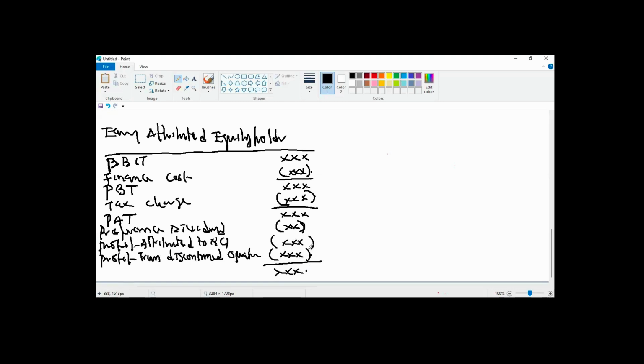What are those things we use to remove? One, after I got profit for the year, remove preference dividend. Don't remove ordinary dividend here. If you remove ordinary dividend, it is wrong. Talk to me, ask me a question.